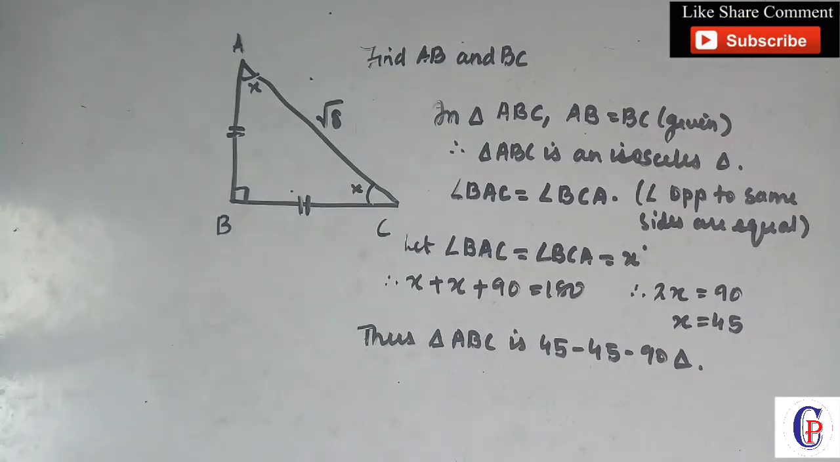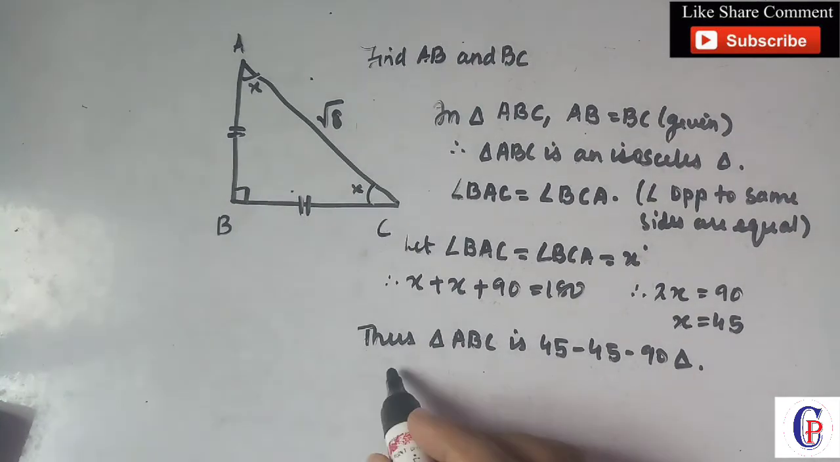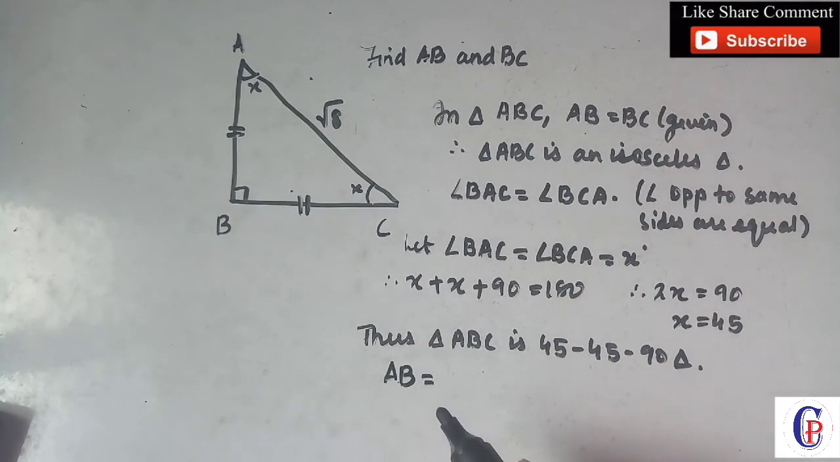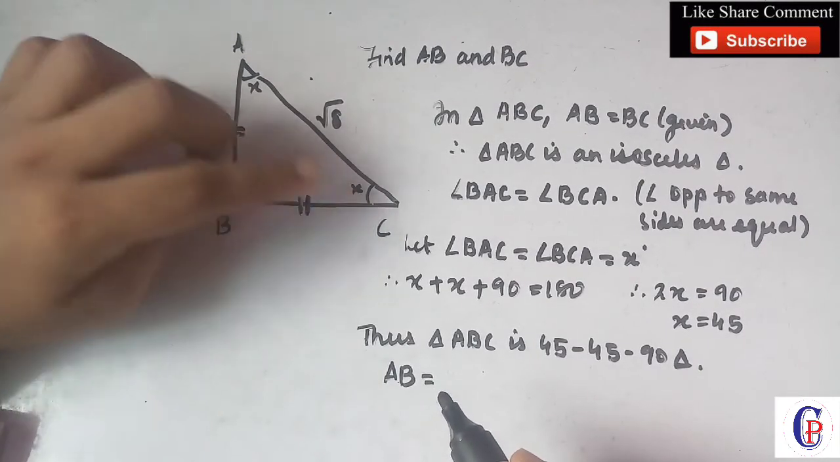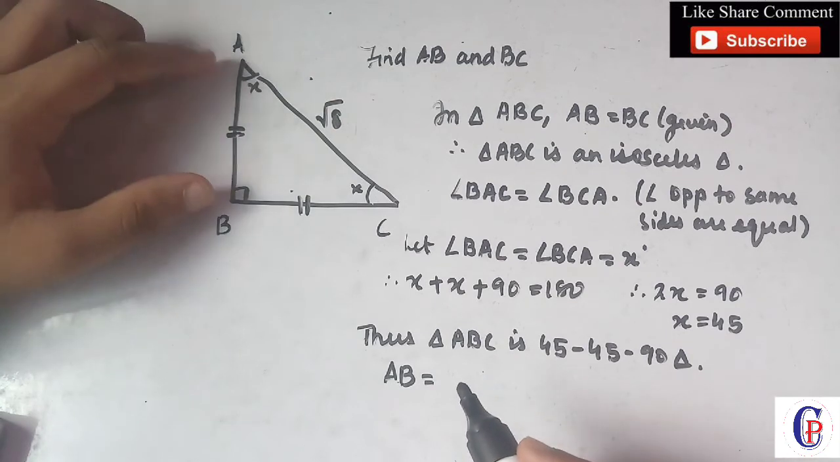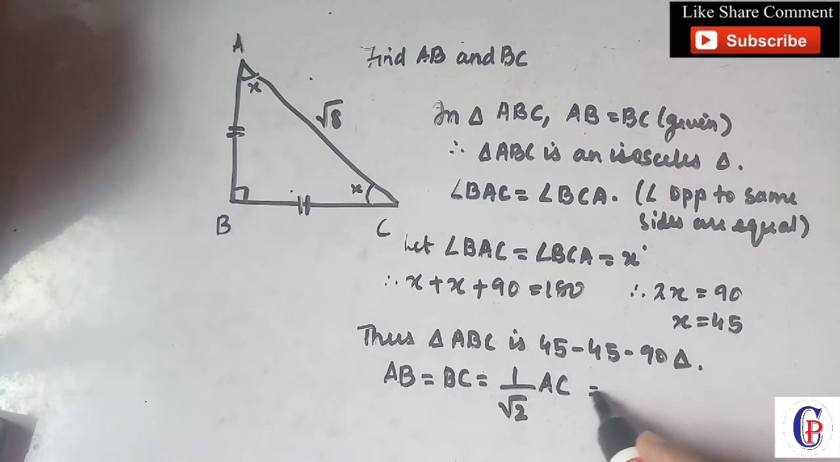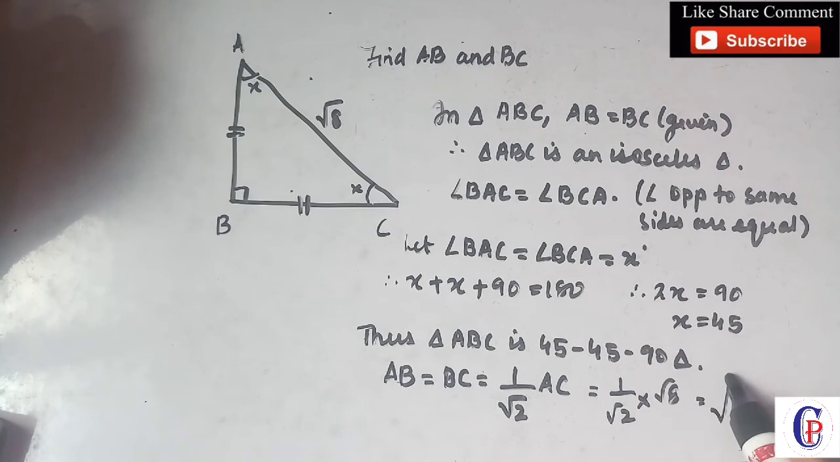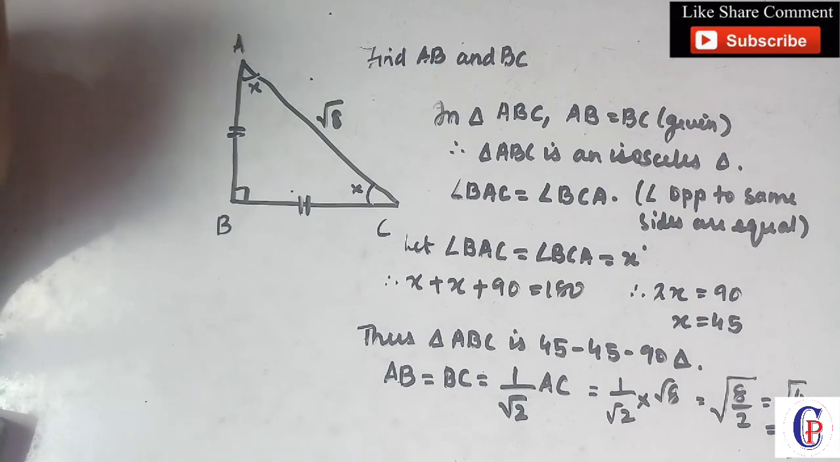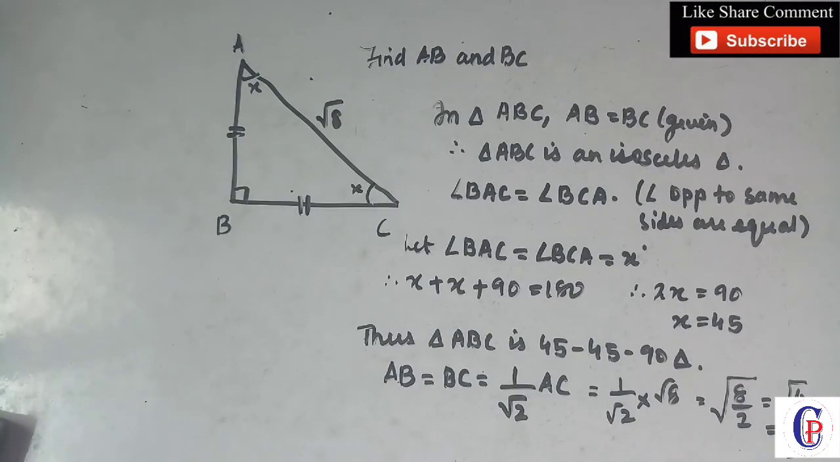Since this is a 45, 45, 90 degree triangle, we can apply the 45, 45, 90 degree theorem. What it said: the side opposite to 45 degrees, that is AB and BC, they both are equal and they will be 1 upon root 2 times the hypotenuse. So it is 1 upon root 2 into root 8. Since they share the same square roots, let us write it like this. So 8 upon 2 is 4 and square root of 4 is 2. So AB and BC, they both are 2 units.